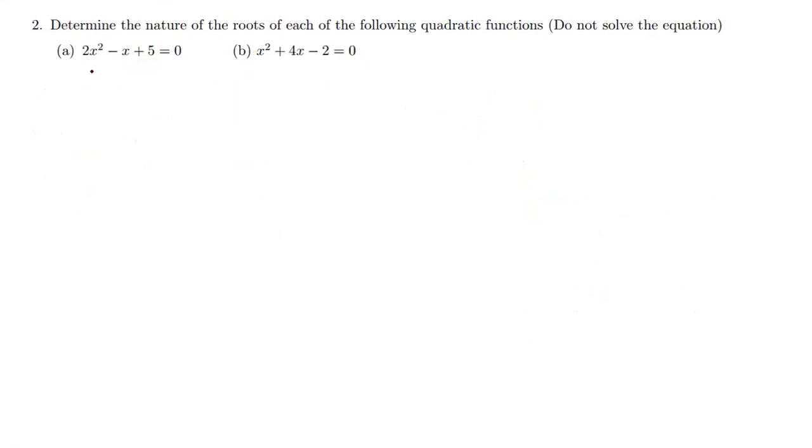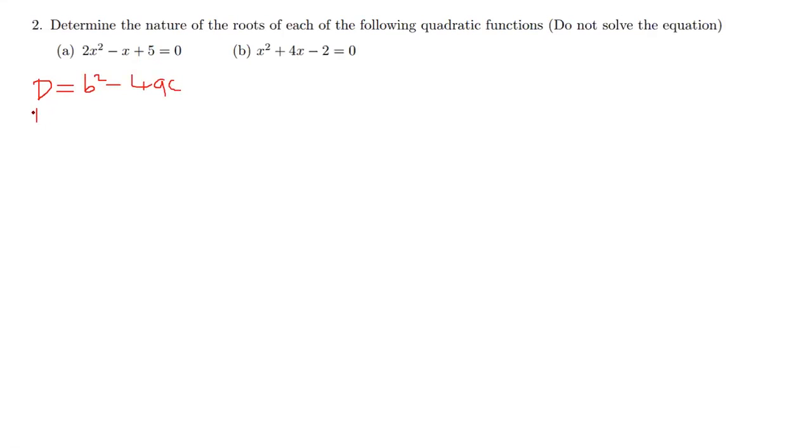Here we're going to find D, and D is going to tell us whether the given roots are coincident or equal, or imaginary, or whether the given expression has real roots. So D is equal to B squared minus 4AC.